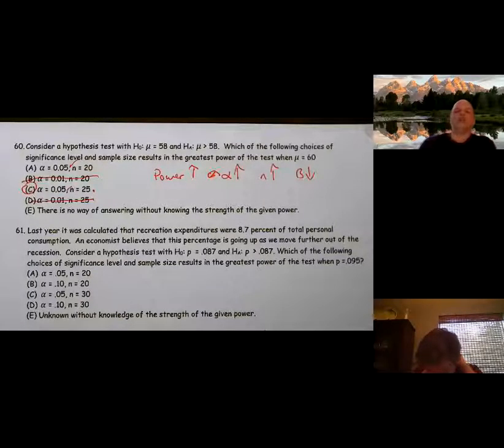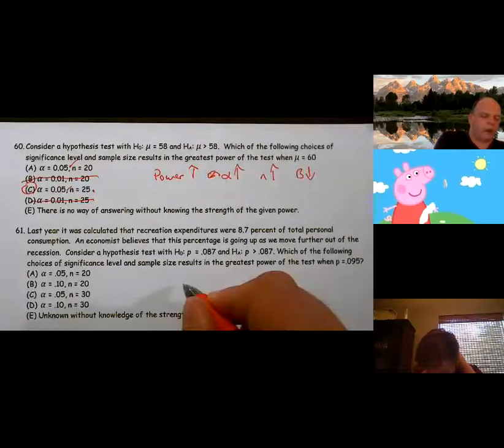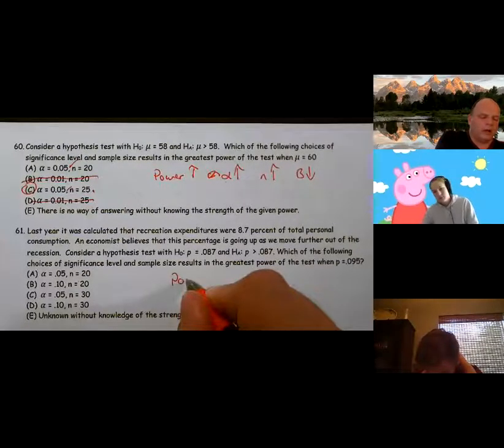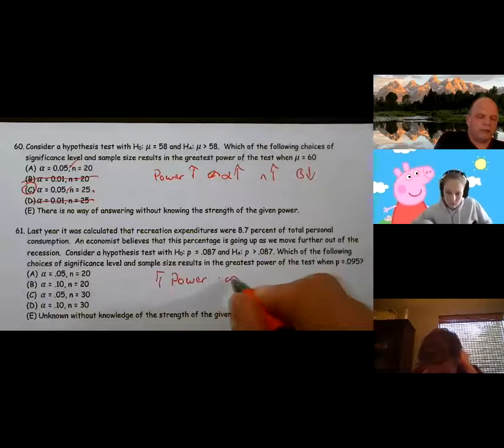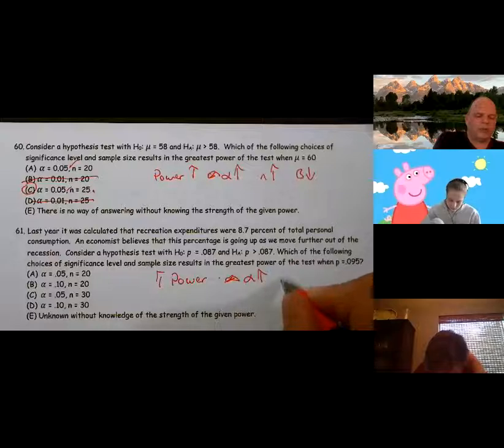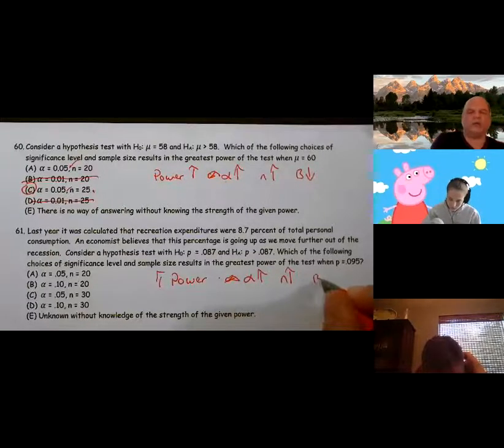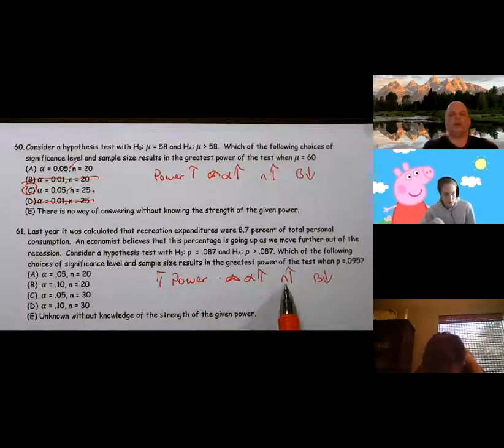So we were looking to increase power. Well, what increases power? Power goes up if alpha goes up. Power goes up as the sample size goes up. Power goes up as beta goes down. So as type 1 error goes up, power goes up. As the sample size increases, power goes up. As beta goes down, type 2 error goes down, power goes up.